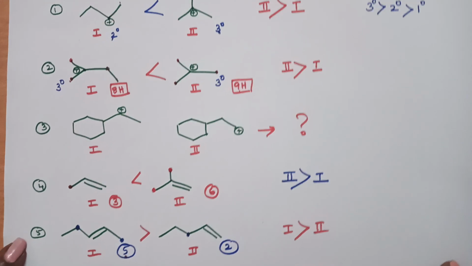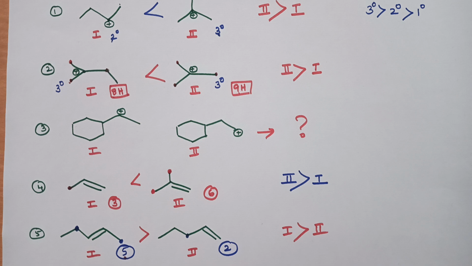So this is how we find stability in the structures showing hyperconjugation.